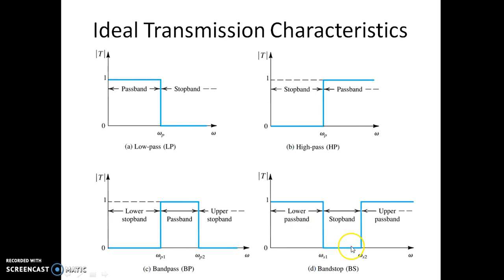Similar to that, we have the opposite of the band pass filter, which is a band stop filter, which has two stop frequencies, omega s1 and omega s2. Here we want to pass the signal from 0 to omega s1, and from omega s2 onwards as well. It will block the signal between omega s1 and omega s2.